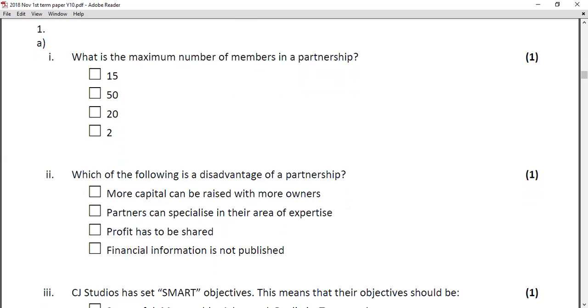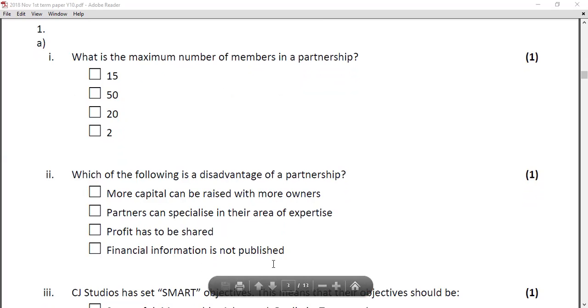Number 1, 15. Number 2, 50. Number 3, 20. Number 4, 2. Yes, I got a few answers, a couple of answers. Yes, both answers are correct. Amrita gave the correct answer. Arvind gave the correct answer. The answer is 20. Correct. Very good.